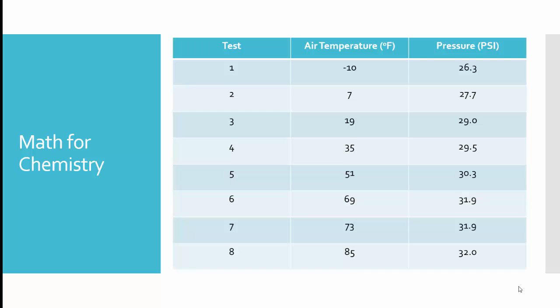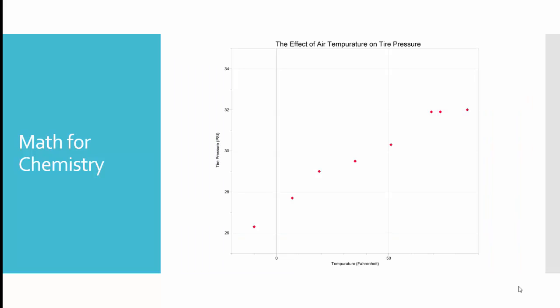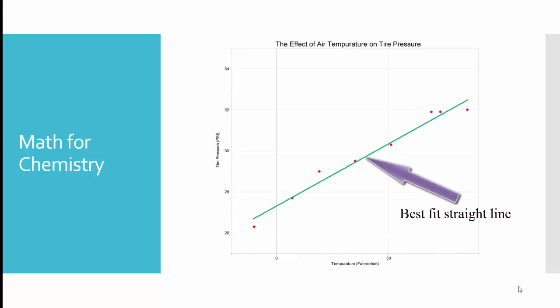Now you just take your data, plot it in the normal XY fashion, and you get something that looks like this. This is a scatter plot. Notice the dots are not connected. However, the overall pattern that seems to be emerging is that of a straight line. And when that occurs, we add what is called a best fit straight line. It's a straight line that, if you're doing this by hand, you draw to the best of your ability.